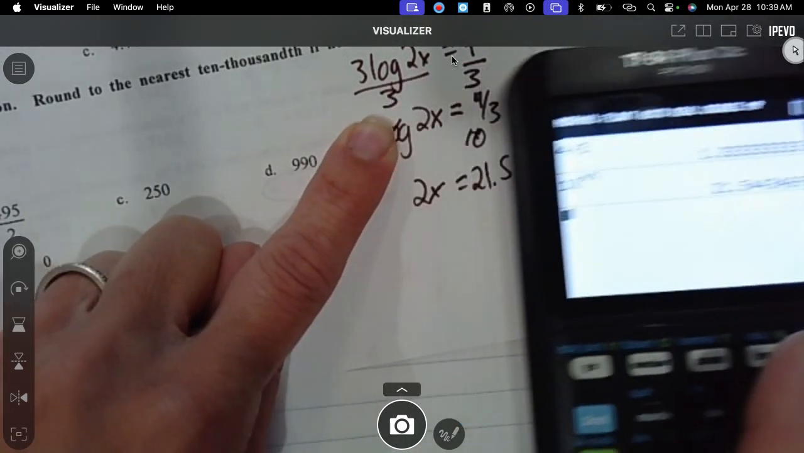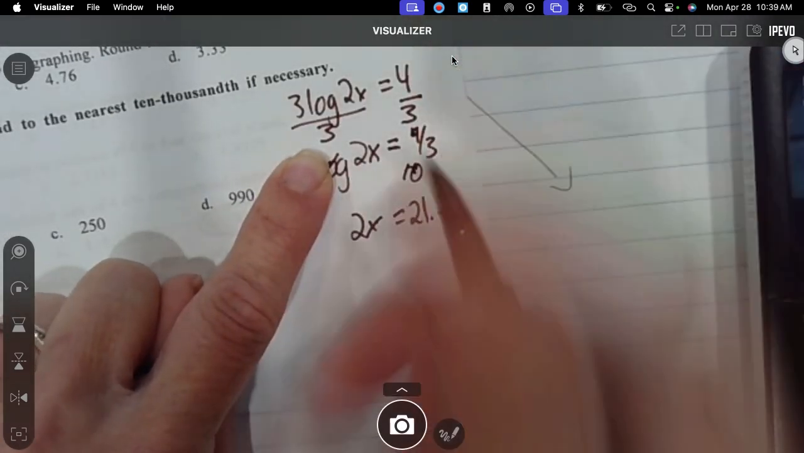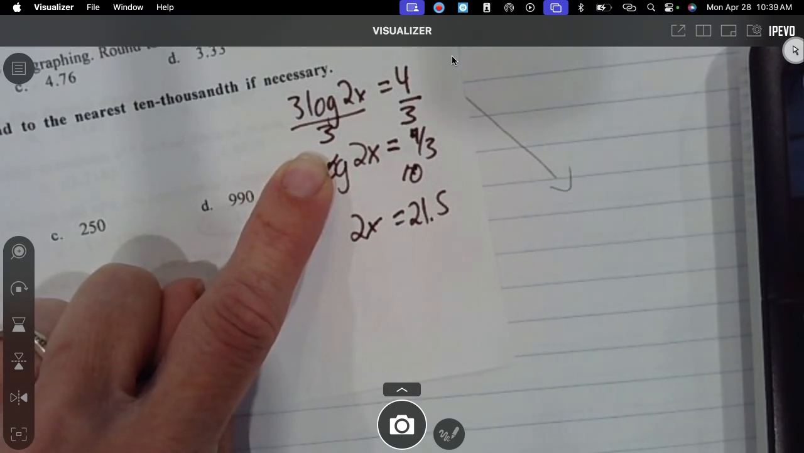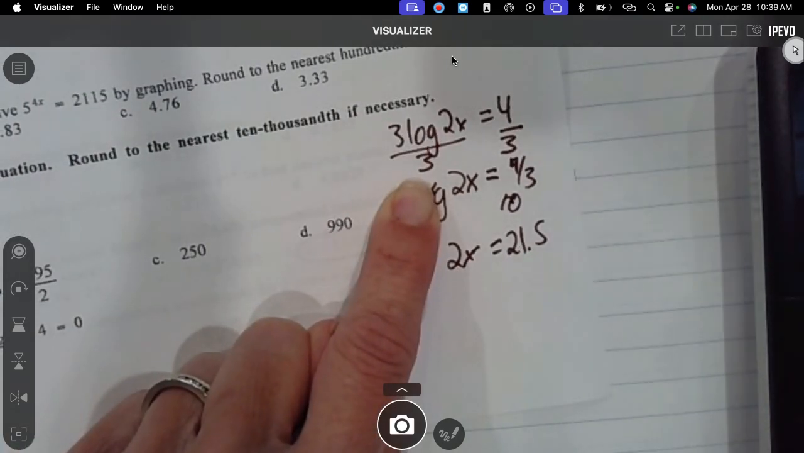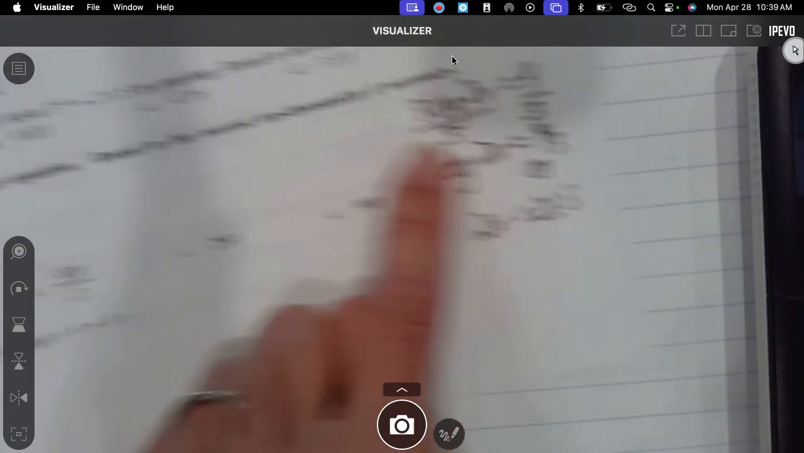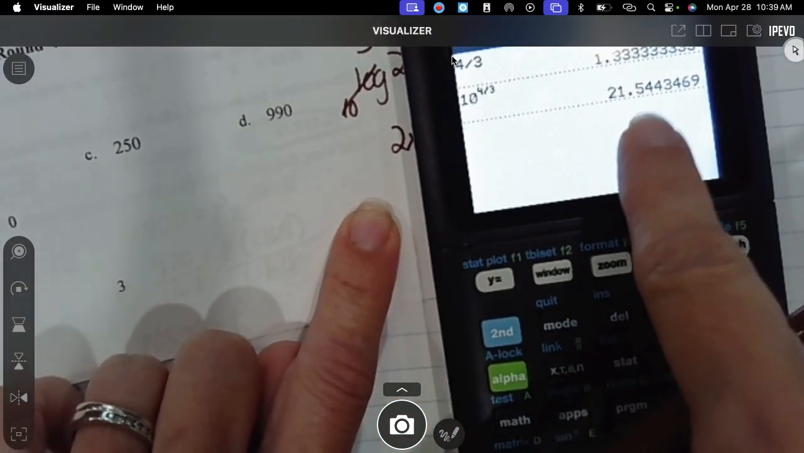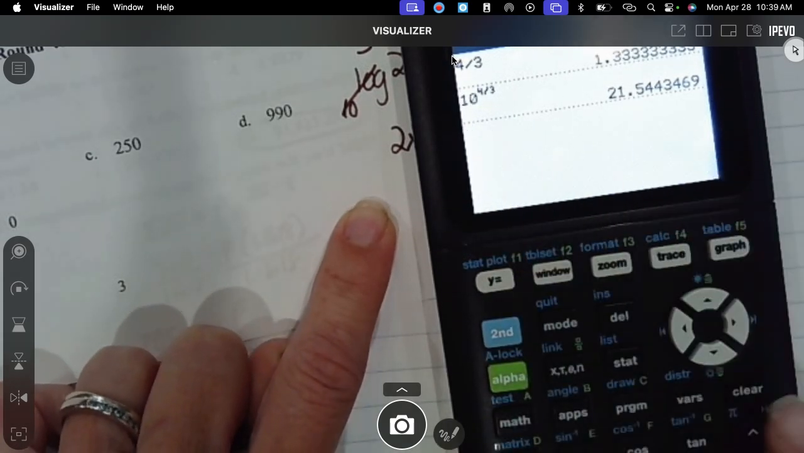Okay, now, y'all listen. It said nearest 10,000th. How many places is 10,000th? Tens, hundreds, thousands, 10,000ths. It's 4 decimal places. So anyway, I had this number. Does everybody understand where I got this number? I typed 10 to the 4/3 in. Then I'll divide by 2.